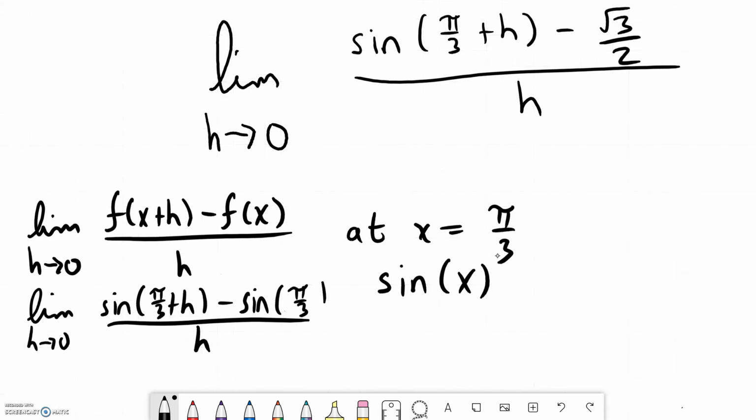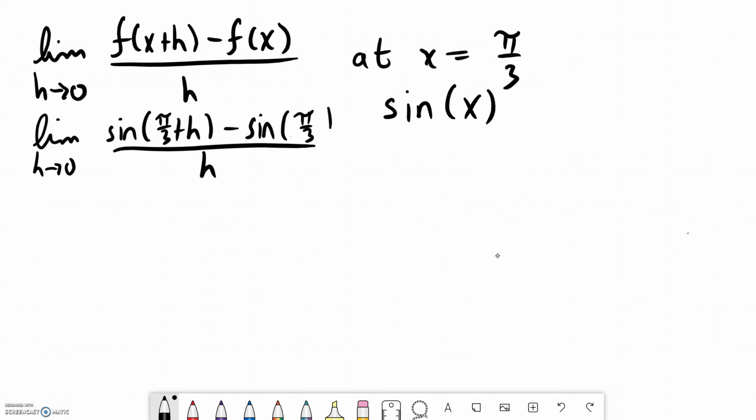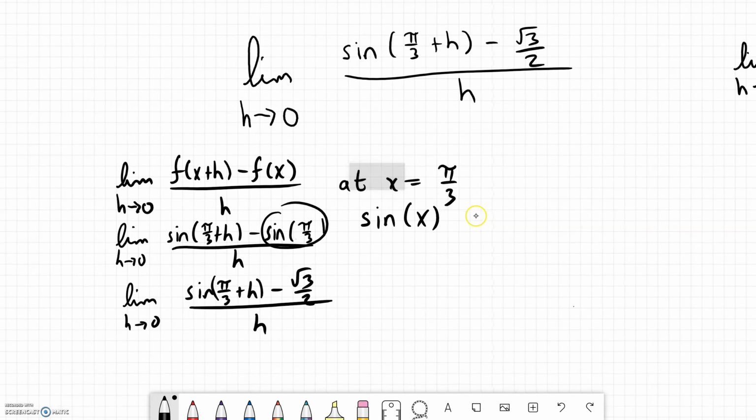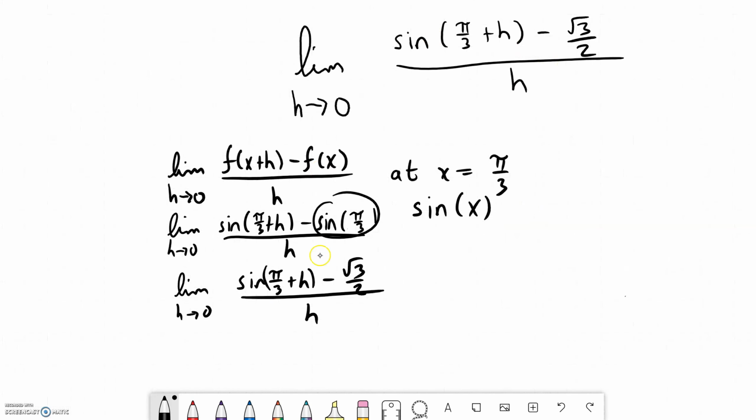So I'm going to scroll this down a little bit. We should know this value. This value is square root 3 over 2. So this is the same thing as the sine of pi over 3 plus h minus square root 3 over 2, right? Should be in parentheses. So it does actually match what we're looking at. Right here and here are the same thing.